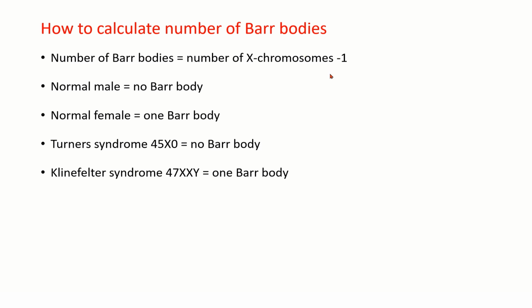So how to calculate number of Barr bodies? Number of X chromosomes minus 1. So in normal male, no Barr body. In normal female, one Barr body. In Turner syndrome, as there is only one X, there will be no Barr body. In Klinefelter syndrome, there will be one Barr body.